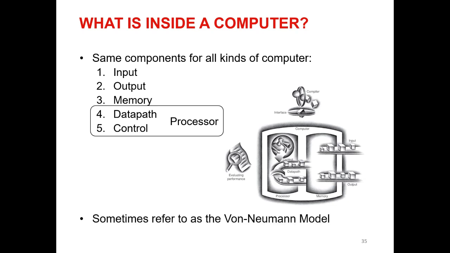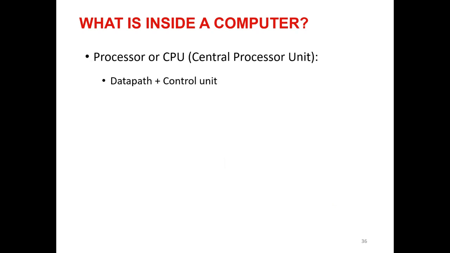This kind of structure is usually defined or referred to as the von Neumann model, and it's very common. If you search for it, it will appear. You will find different figures to represent this concept, but the final message is that almost every kind of computer has these five components. So coming back to the two components that you probably have not heard about.